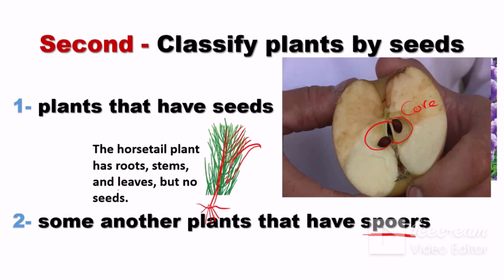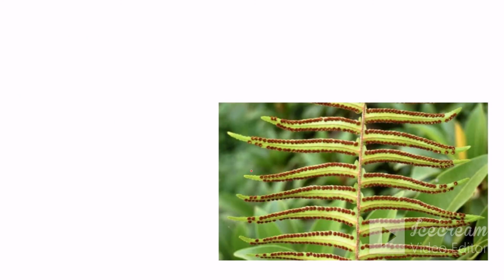But not all plants that have stem, roots, and leaves have to have seeds. No, this plant doesn't have seeds. This plant has spores, other things called spores. What are the spores? If you look at this picture we have here, that is the spores. The spores are at the bottom of the leaves. And we will speak about that also in another session, inshallah.